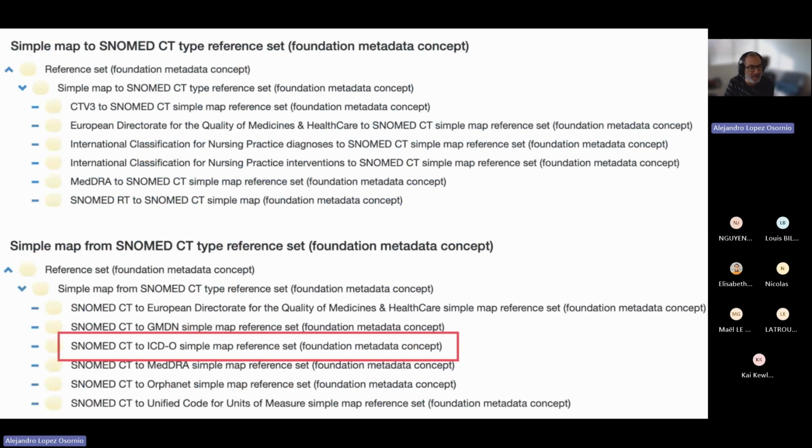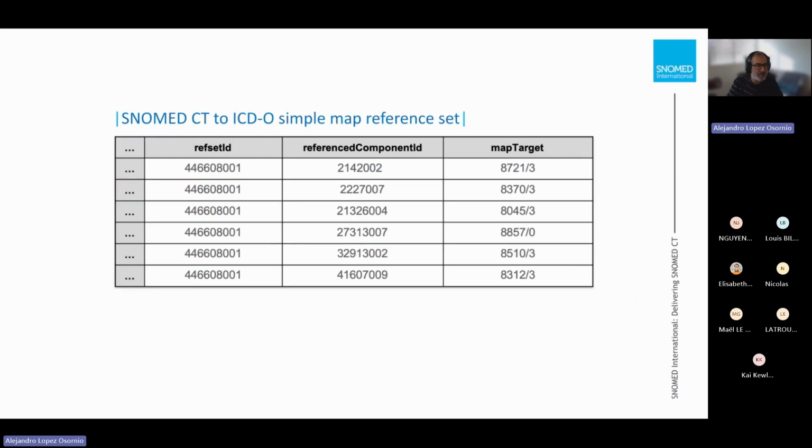This is the simple map SNOMED CT to ICD-O. ICD-O is the World Health Organization classification for oncology, for tumors. Yes, we have a simple map that goes from SNOMED to ICD-O. In this case, we can see that the RefSet ID is the ID of the concept itself. Yes, and the referenced component ID is each one of the concepts in SNOMED that we want to map. And we have the target, which is the target in ICD-O, because it's a map to ICD-O.